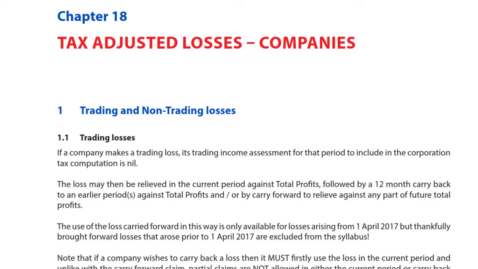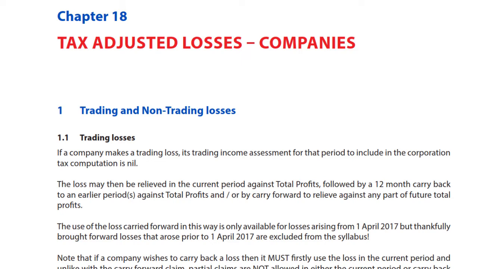The taxable total profit. Why? Because away from total profit, there would be a deduction for any qualifying charitable donations paid during the accounting period. And now you see the problem in terms of how this current period and carry back relief affect you, the company, in terms of corporate tax. The relief is in full, no partial claims, against total profits. Total profits are before the deduction of the qualifying charitable donations.